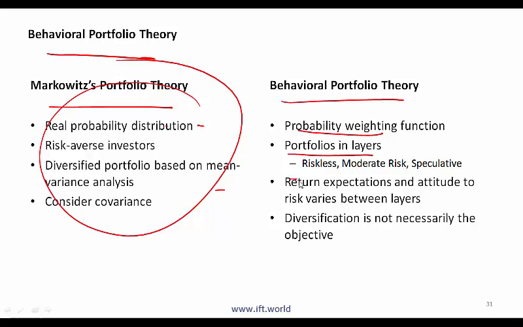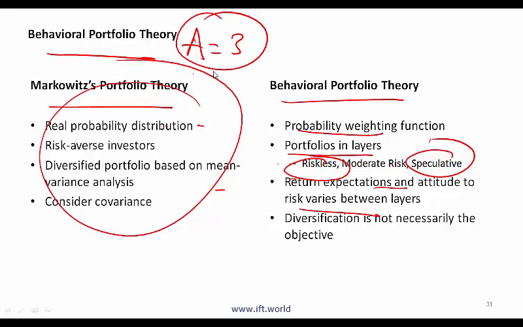Return expectations and attitudes to risk vary between the layers. For the high risk or speculative layer, your attitude to risk might be almost risk seeking, as in your risk aversion level would be much lower at this layer, and for the risk-free layer you are 100% risk averse. You don't want to take any risk. Is this different from a Markowitz investor? Yes, because in Markowitz there is no concept of creating different layers. Some of you who've done Level 1 more recently may remember this thing called A equal to 3, where a risk aversion level is assigned.